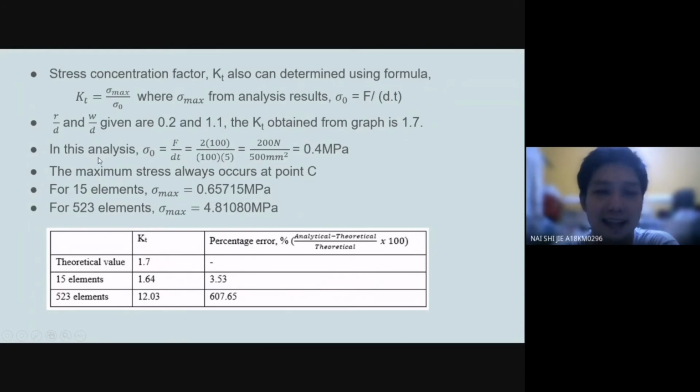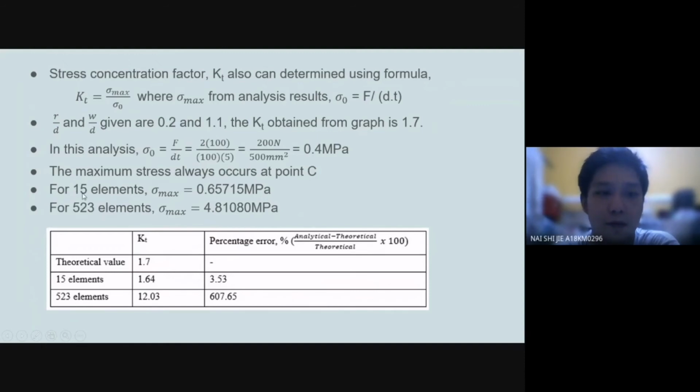In this analysis, we assume the plate is exerted with an axial force of 100 Newton. Note that the 100 Newton is applied on a quarter plate. So for the full model, we need to times it by 2, becoming 200 Newton. And dt is the value we assume. And we get sigma naught equal to 0.4 megapascal. One of the observations we have is that the maximum stress always occurs at point C.